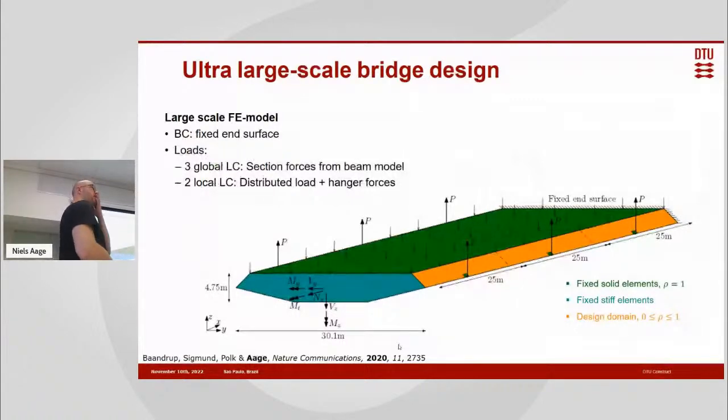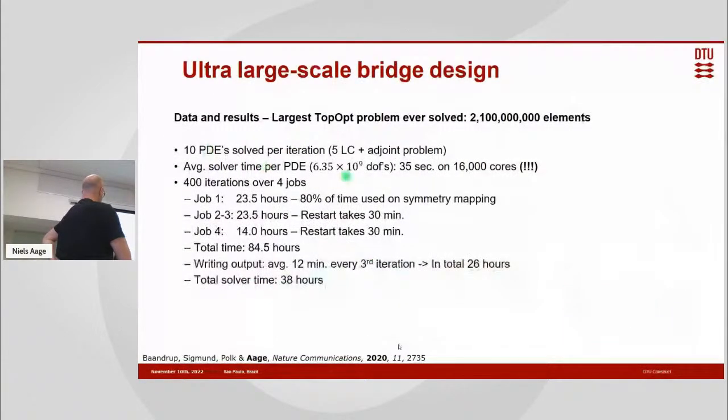It's a non-self-adjoint problem. So that means for every design cycle, we need to solve 10 PDEs. And we did that. So again, here, 10 PDEs solved per iteration, 5 load cases plus 5 adjoints. We did that for almost 6.5 billion degrees of freedom. And our code, now being severely optimized, gave us a PDE solve time around 35 seconds per PDE, by the way, for 2.1 billion elements on 16,000 cores. So we're back to this supercomputing thing. That's a lot of energy we're burning.